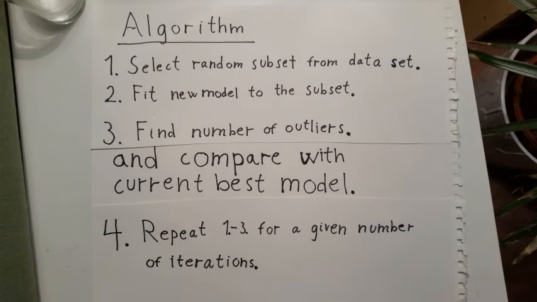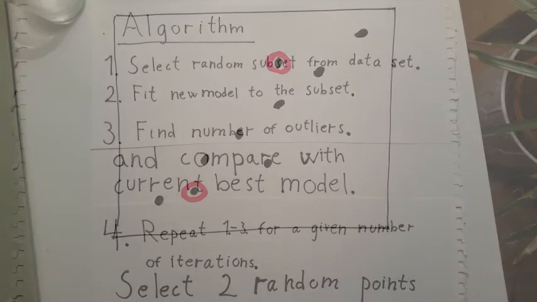The algorithm goes like this. First, we select a random subset of the dataset that we have already obtained. The next thing we do is try to fit a new model to the subset. We then find the outliers and inliers based on some threshold and compare it against the currently best fitted model. If there is no current best model, or the new model has more inliers and is thus better, the current model is replaced by the new one. Steps 1 to 3 are then repeated for a given number of iterations.